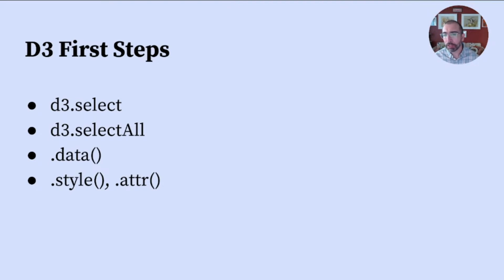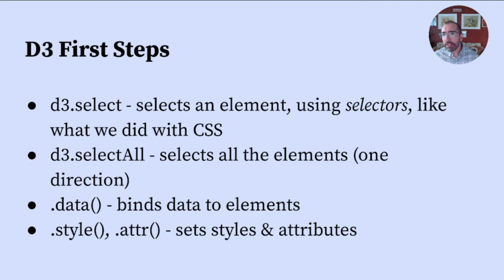So D3 first steps. Again, D3 is a JavaScript framework, right? So we're using JavaScript here for calling D3. And there are a few specific functions and parameters and settings we're going to be talking about as our D3 first steps. The most important ones are d3.select and d3.selectAll. d3.select is how we grab an element on the page using selectors like we did before with CSS. That allows us to start working with D3. We have to grab something on the page or generate something on the page, and then we can start binding data to it, creating attributes and properties based off that data, but we need something to work with on the page to start building our D3.